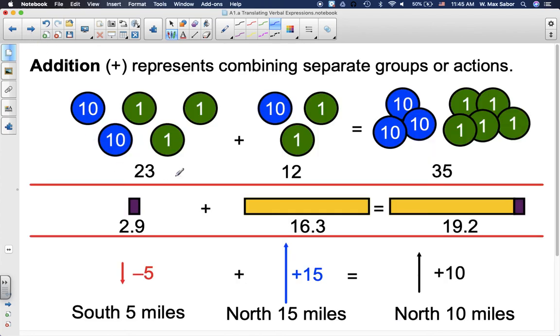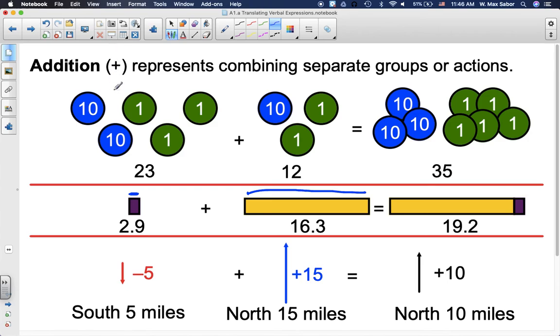So, addition. I'm assuming that you know how to add. The question is, when would you add? Well, addition represents combining separate groups or actions. So here we have 23 tokens and 12 tokens. We combine those together, and now we have 35 tokens. If we have a piece of wood that's 2.9 square feet, and we add another 16.3 square feet to it, it becomes a total of 19.2 square feet.